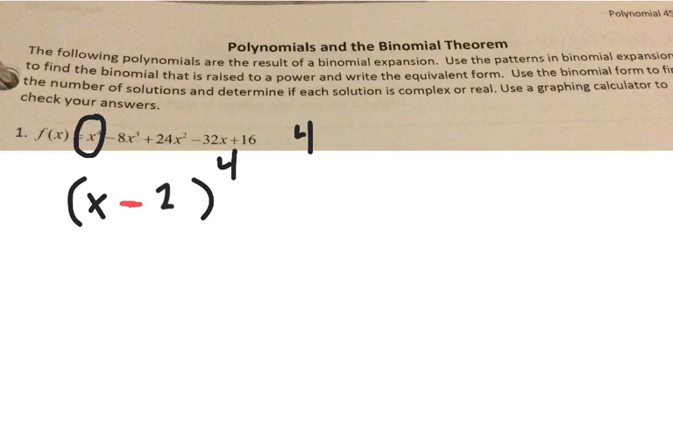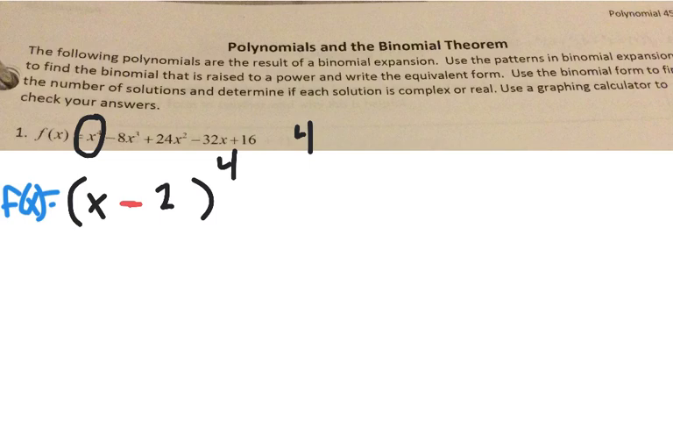So when it says check using a graphing calculator, what they want you to do is type in line 1, y equals, and then type in this entire polynomial. And then in the second line, type y equals x minus 2 to the 4th, graph them both, and see if they're the same thing. And they would be. Okay, so again, if you graph that, you could see they're the same polynomial. One is in factored form, and one is in standard form.